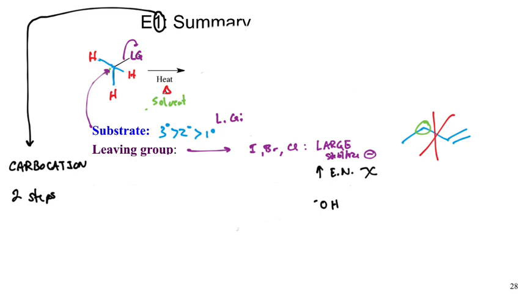Why did we list iodide, bromide, and chloride? Because they're large and they stabilize the negative. Oxygen. Why do we not look at OH minus? It's not as large, and more importantly, it doesn't stabilize the negative. Why not? What do we know about hydroxide? It's a strong base.